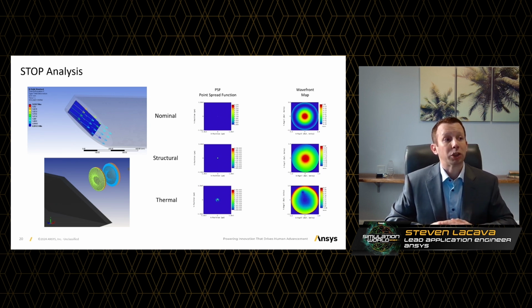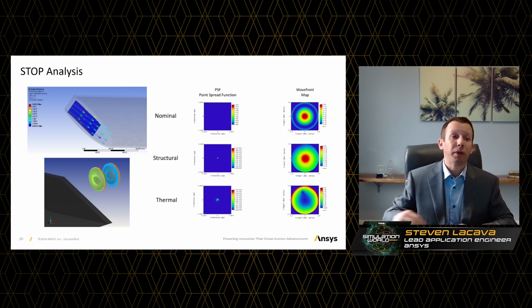As you can see, the nominal looks pretty clean. That point size is pretty small. The wavefront map, while not perfect, is probably as close to perfect as this system is going to get. Structural gets a little bit worse. Then we bring in the thermal, and you can see that point size is very asymmetrical, as is the wavefront map in the system.